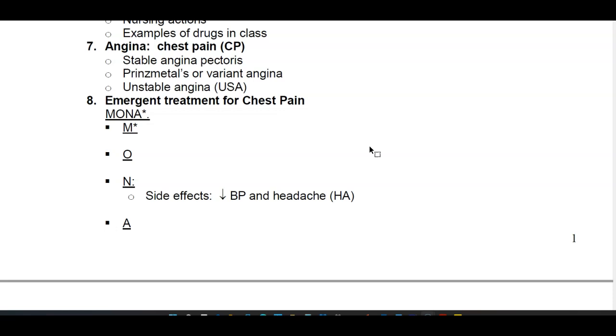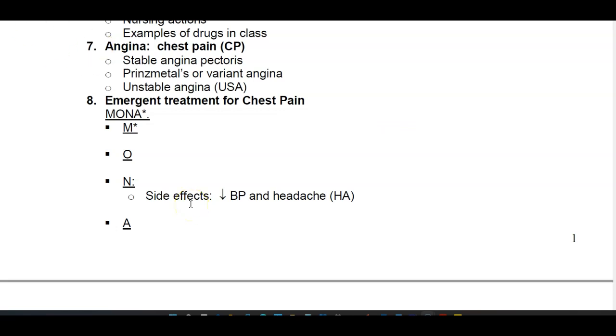All right, next we're going to be talking about angina, or chest pain. So we have the stable angina pectoris, there's also Prinzmetal or variant angina, and there is unstable angina. So what are the differences? What is stable angina, what's Prinzmetal or variant angina, and what's unstable angina?